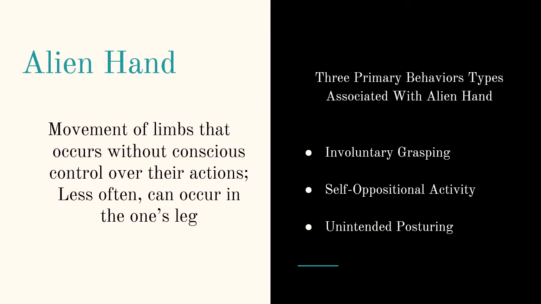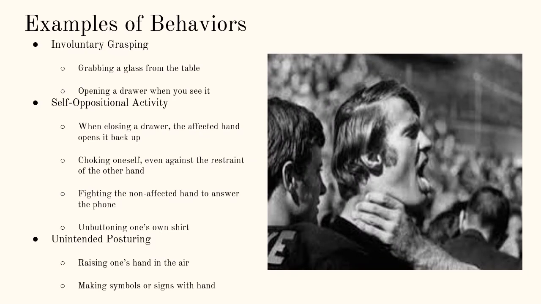There's three types of behaviors associated with the disorder. They're involuntary grasping, self-oppositional activity, and unintended posturing. So examples of involuntary grasping are the grabbing of a glass from a table, opening a drawer when you see it.